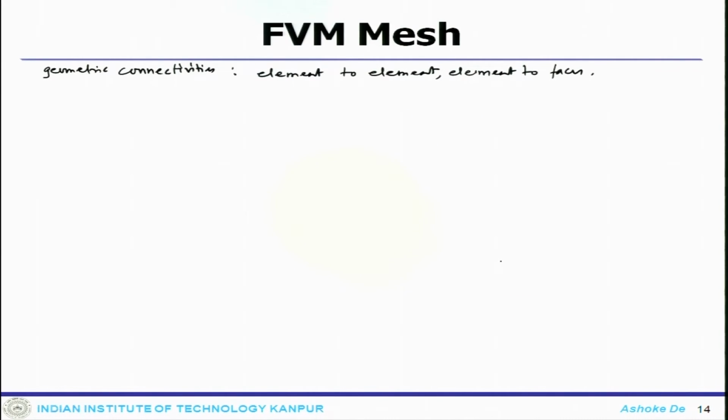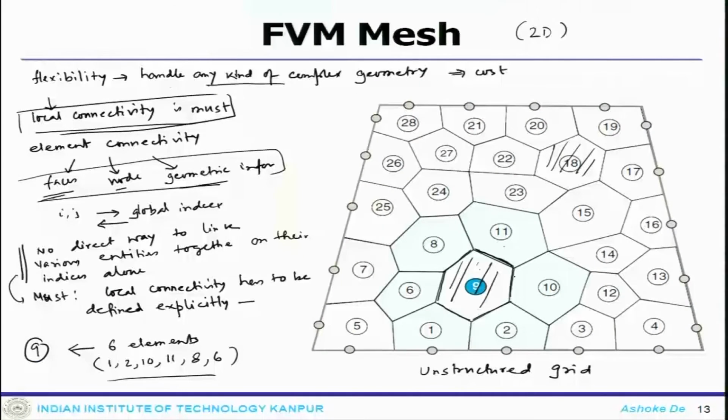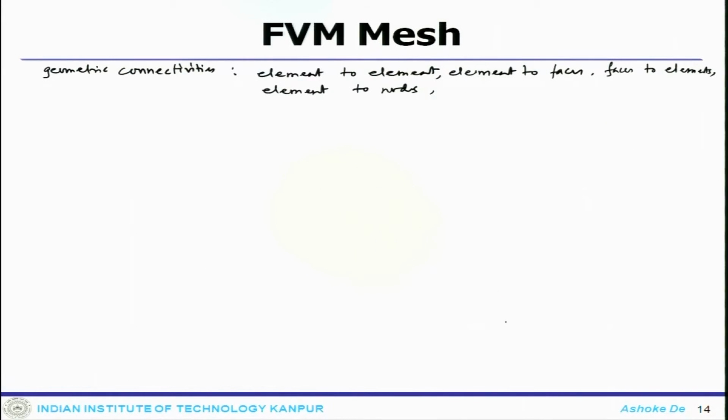Then you need faces to element, which is the vice versa of element to faces. Then element to node. That means this is the element and these are the vertices it has, so the node information. Once you have that, only then you know how it is connected with the other or associated element along with which faces, because the node information is important, and so on. So, these are very very important.